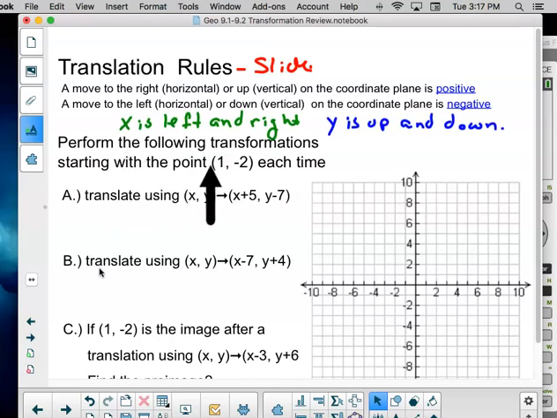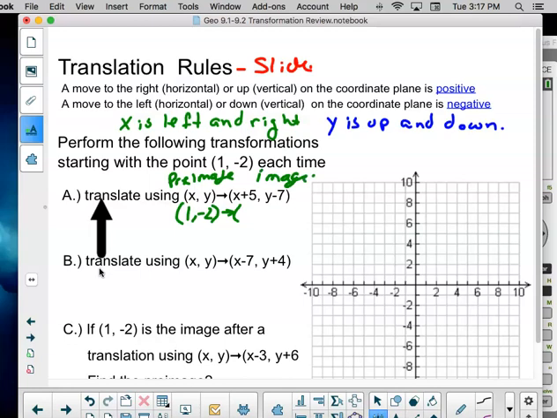So I'm going to perform a transformation with 1, -2. I could just do it using the rule. According to this rule, 1, -2 gets mapped, and this is the pre-image, and I'm going to an image. So 1 plus 5 is 6, and -2 minus 7 is -9.